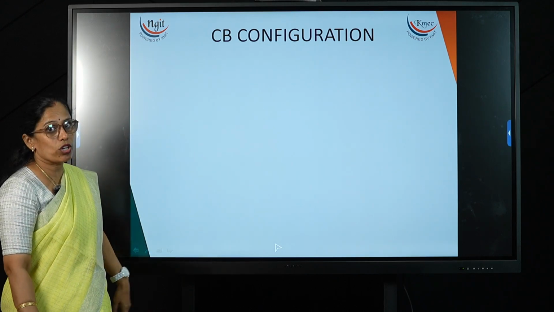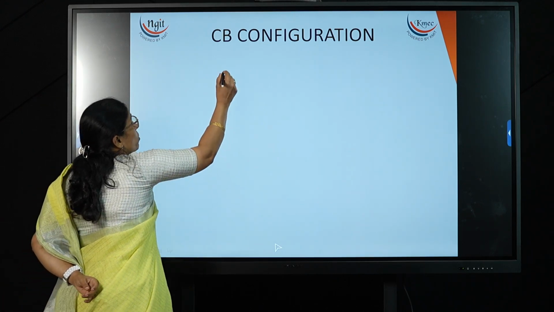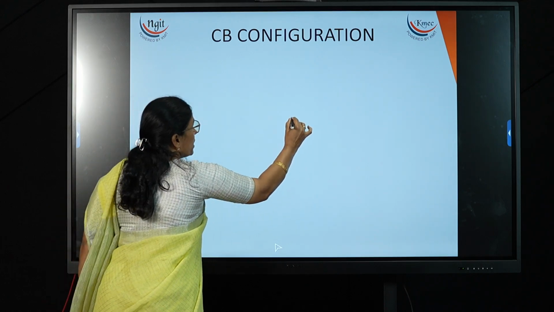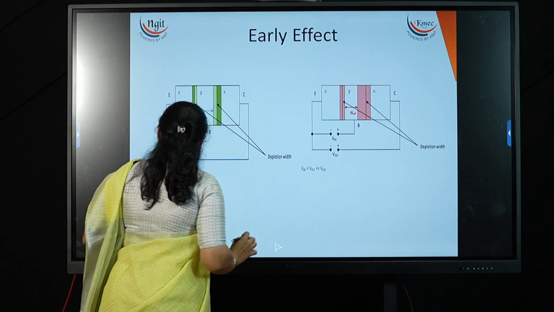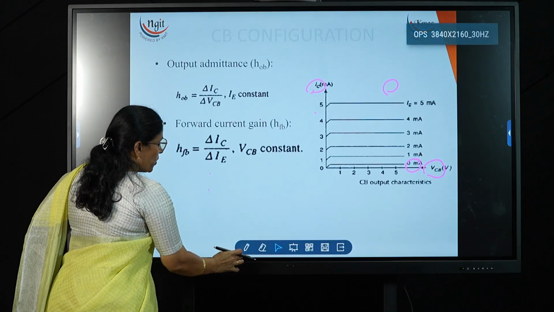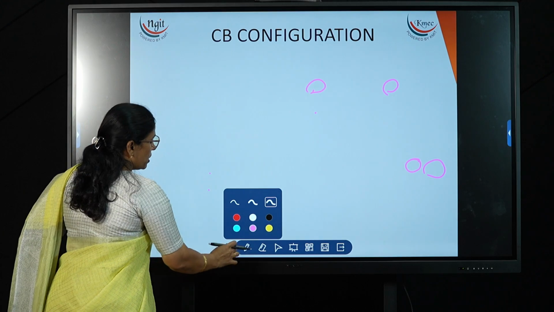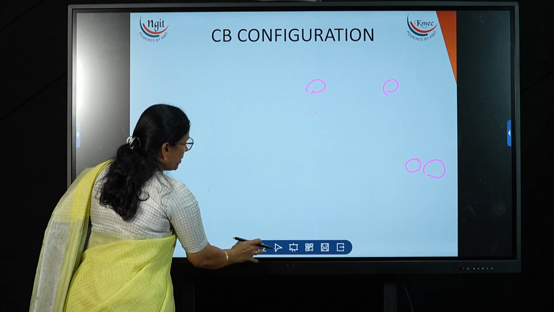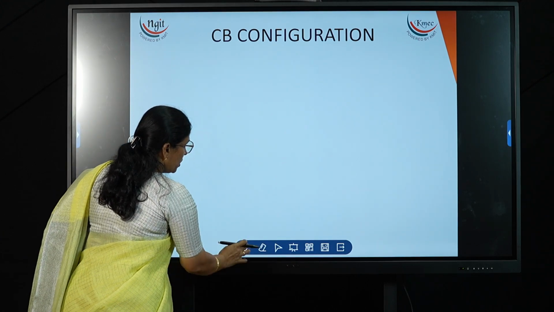Now let's see how to draw the CB configuration. First take the transistor. Here I am taking the NPN transistor. For the NPN transistor, the arrow mark is outside.